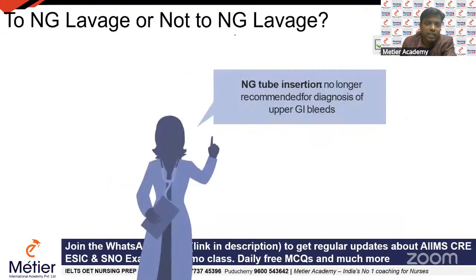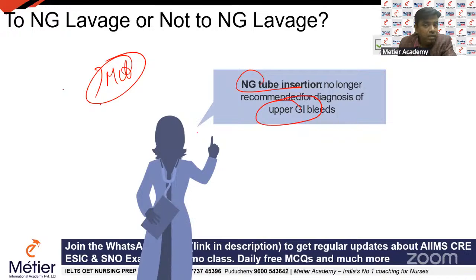Now the question: imagine NG tube lavage, to give or not to give. This is a very simple little chapter. Whether GI bleeding patients can have an NG tube: no, it is no longer recommended for the diagnosis of upper GI bleed. Frame your MCQ on that. Practically, you think: no longer recommended for upper GI bleed. Yes, because it causes irritation and once again bleeding. So no NG tube insertion anymore.